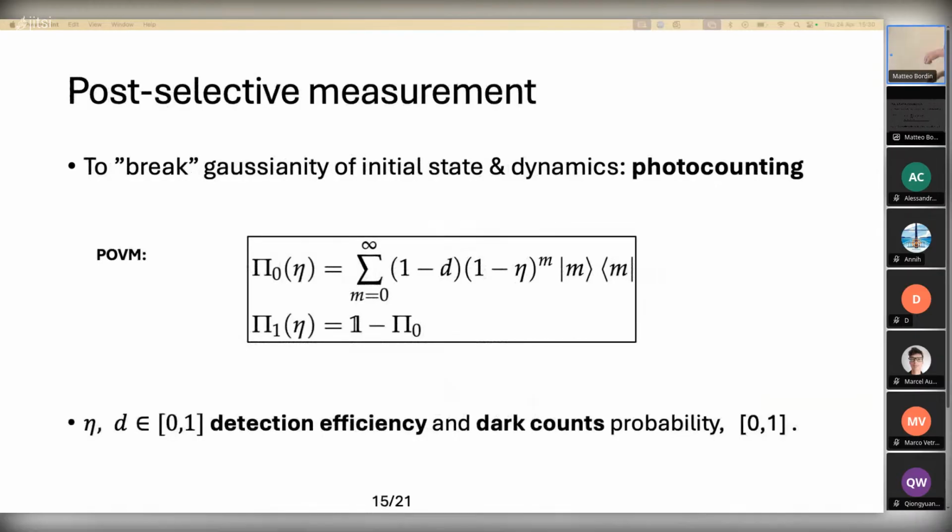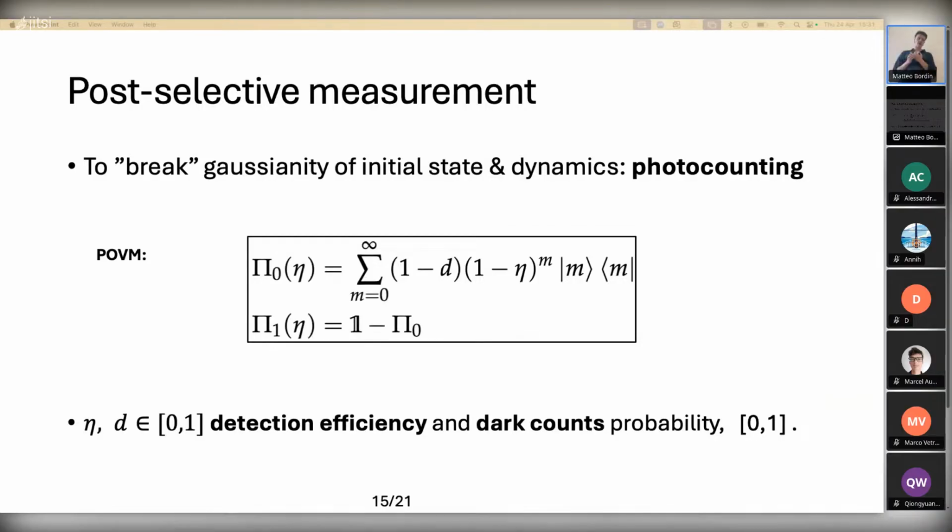Now, let's talk about the measurements. We have talked about evolution and dynamics, and we've seen how the system evolves in time under a pulse. Now we want to take this pulse, put a detector, and see if we can detect it, and if we detect it, what happens.